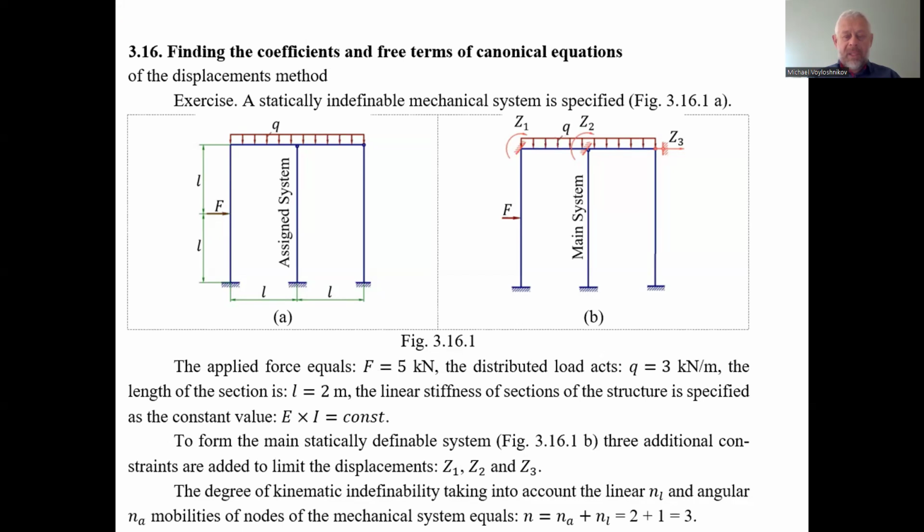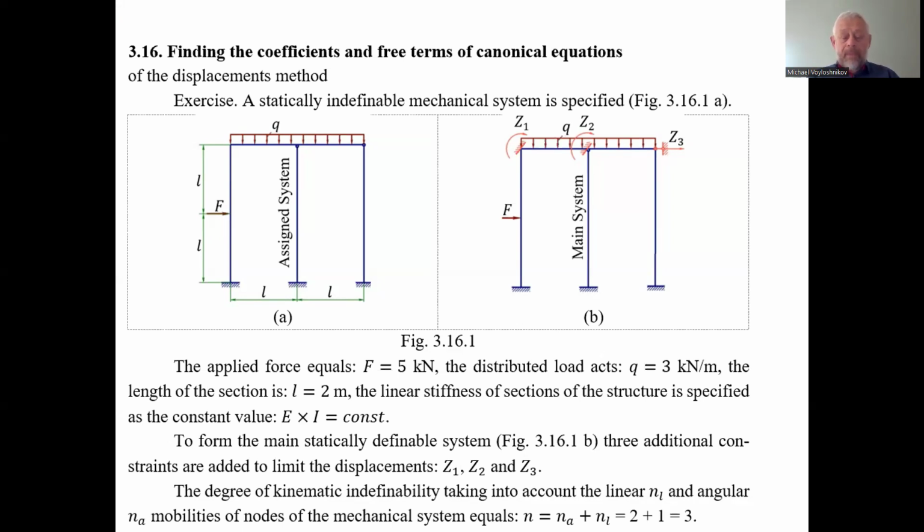This is a 4 times statically indefinable system, but I will not go deeply into how to determine the static indefinability. Everybody can find it, and we have to find the degree of the kinematic indefinability. Kinematic indefinability consists of the number of angular indefinabilities and the number of linear displacement indefinabilities. These two summands together characterize the kinematic indefinability.